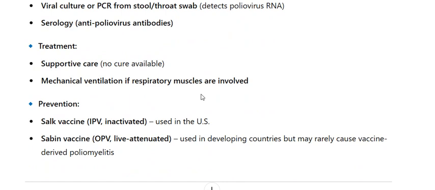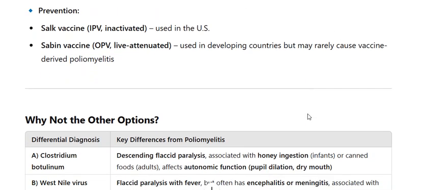Prevention. Salk vaccine, IPV, inactivated, used in the U.S. Sabin vaccine, OPV, live attenuated, used in developing countries, but may rarely cause vaccine-derived poliomyelitis.